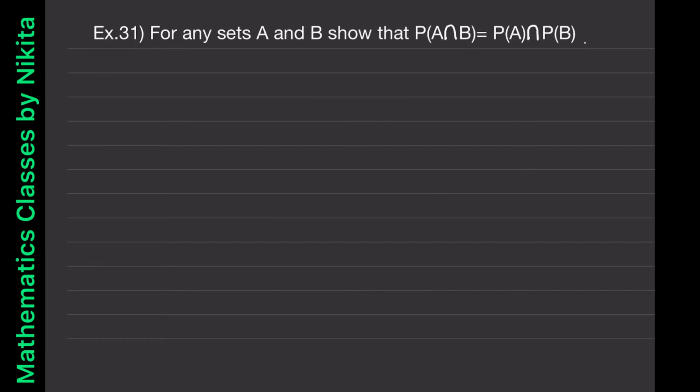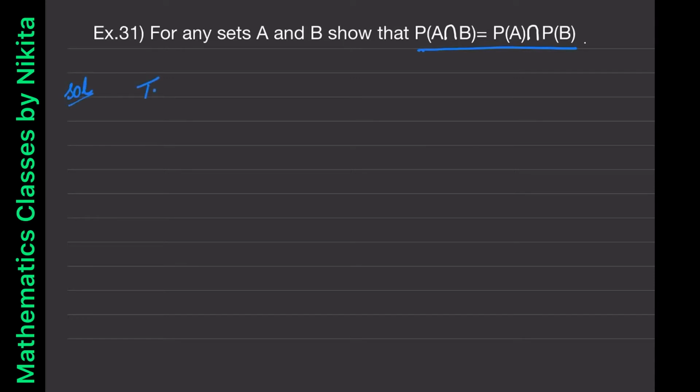For any sets A and B, show that the power set of A intersection B is equal to the power set of A intersection with the power set of B. Now again you have to prove that these two sets are equal. So the proof is in the same manner. First we will show that the left hand side is contained in the right hand side, and then that the right hand side is contained in the left hand side. So let's start.